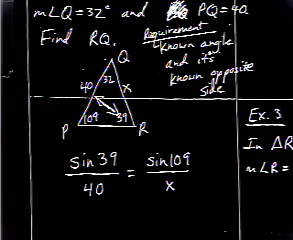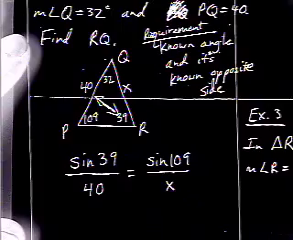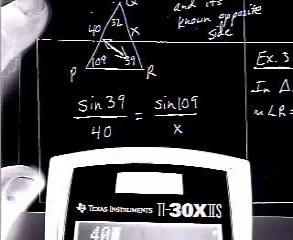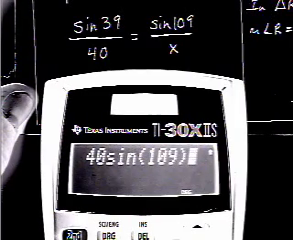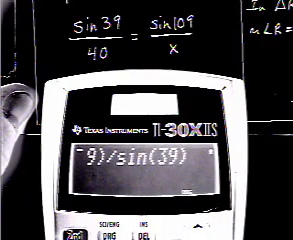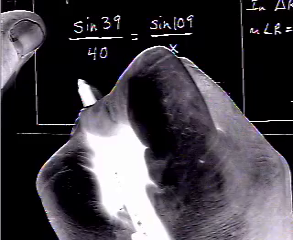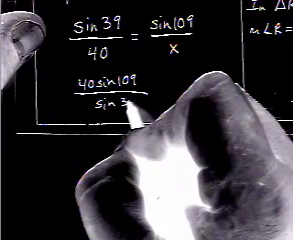Now, I'm going to label it x just because I didn't want to write RQ in there, but that's what we're finding. So here comes my cross multiplication, right? 40 times the sine of 109. There we go. 40 sine 109 divided by sine 39 gives me 60.1. So 40 times the sine of 109 divided by the sine of 39.